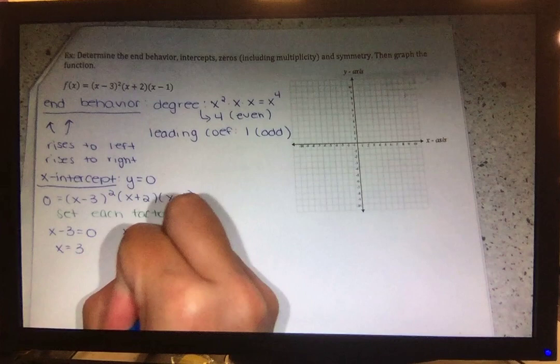For x equals negative 2, how many times did that factor occur? 1 time. Good. So our multiplicity is 1. So we know it crosses at that point. And lastly, for x equals positive 1, how many times did that factor occur? Just 1 time. So our multiplicity is 1. Again, it crosses. And we got that from our exponent. So x plus 2 occurred once, x minus 1 occurred once, x minus 3 was written twice, so we had it squared.